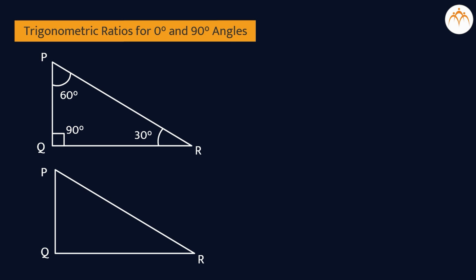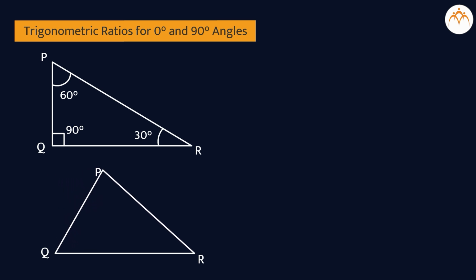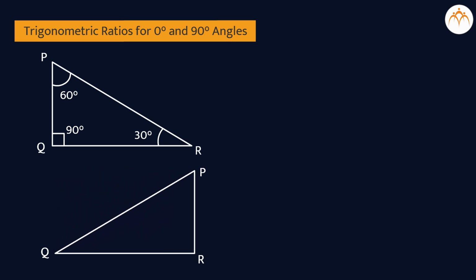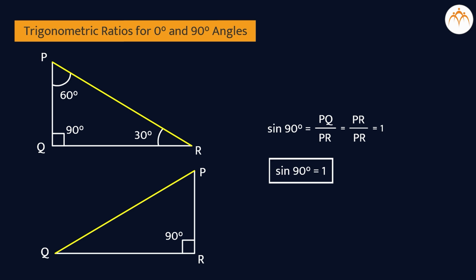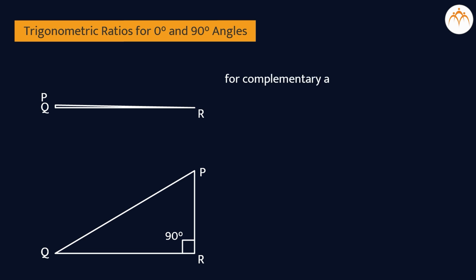Now, what happens if we increase the measure of angle R? When angle R equal to 90 degree, PQ equals PR. Sin 90 degree equal to PQ upon PR, that is PR upon PR gives us 1. Therefore, sin 90 degrees is equal to 1. We have studied trigonometric ratios for complementary angles such as 0 degree and 90 degree because 0 degree plus 90 degree is equal to 90 degree.